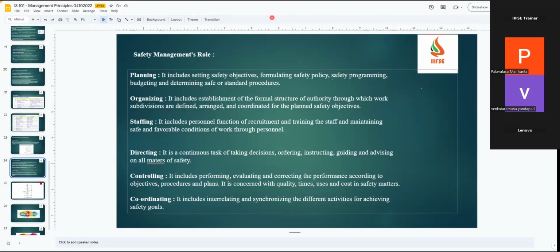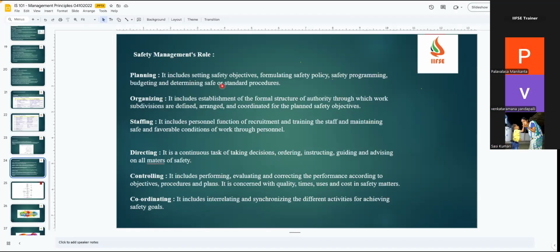When you talk about planning with respect to safety management, it first includes setting up the safety objectives. What is the main objective of safety? Why is the safety department created? What is the main objective of it? What is the major objective of safety? Any guess? What are the main goals of safety? What is the goal of safety? Or we can say targets.